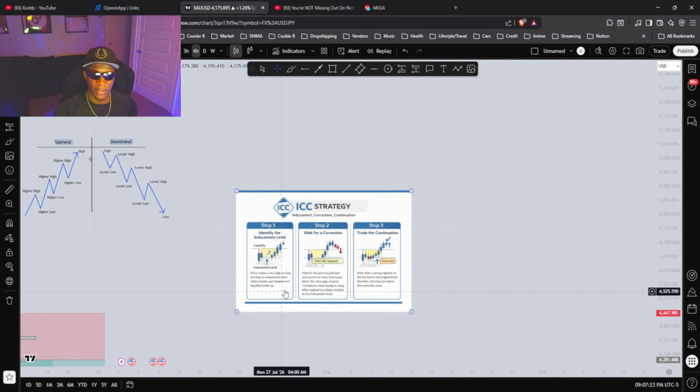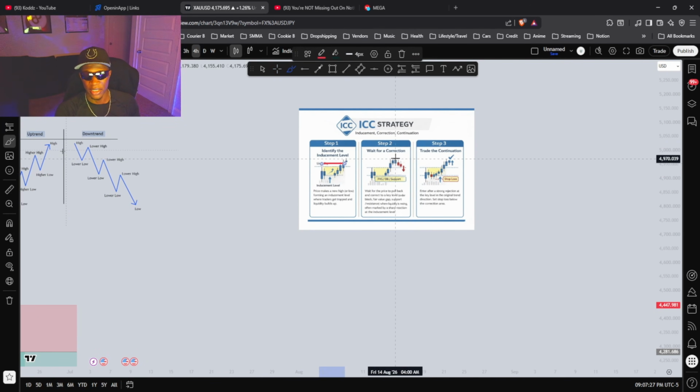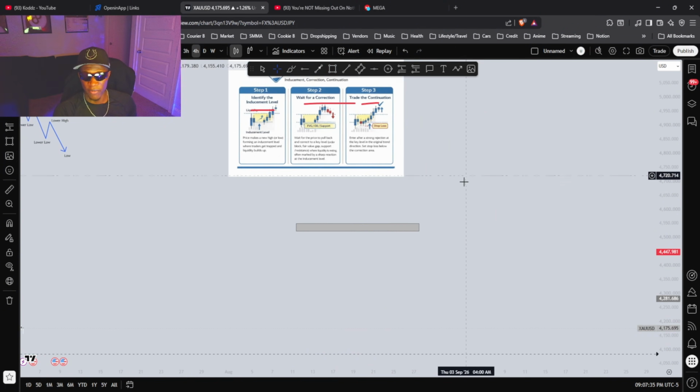So what we trade here is something called ICC. What does ICC stand for? ICC stands for the indication, the correction, and the continuation. If you are new here, you'll know what we trade. So to basically break this down, it should look something like this every time on the chart.